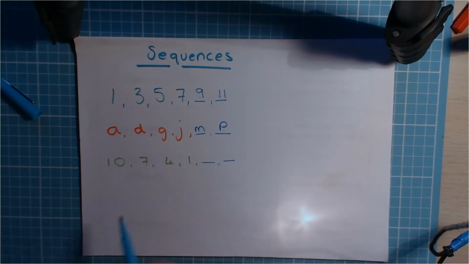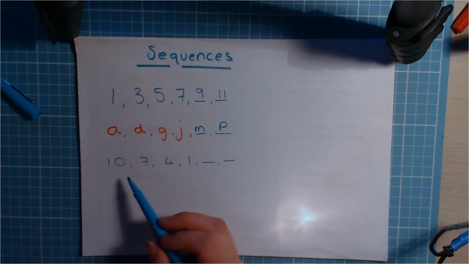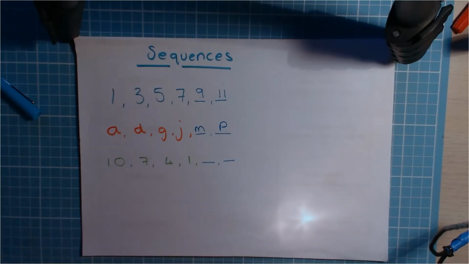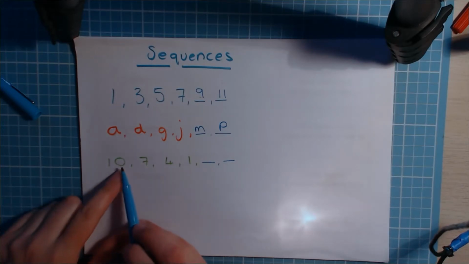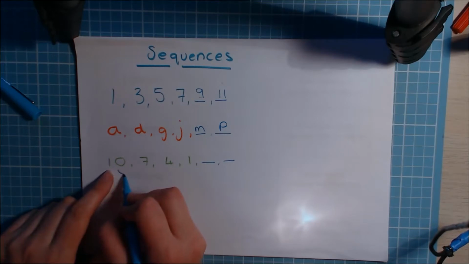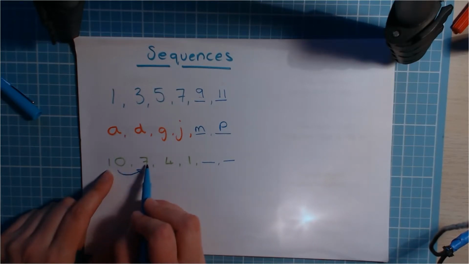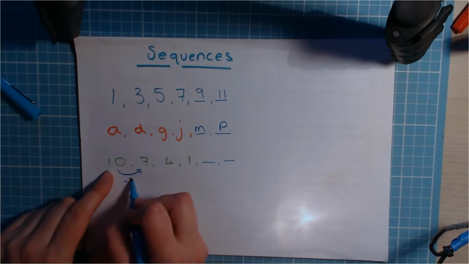This one here, we're back to numbers, but this time they're going down instead of up. And I know we don't really like numbers that go down. We're quite happy with numbers that go up. Don't panic, okay? What's happening here? I'm going to put a little loop. Let's find out what the pattern is. To get from 10 to 7, I'm going to subtract 3.